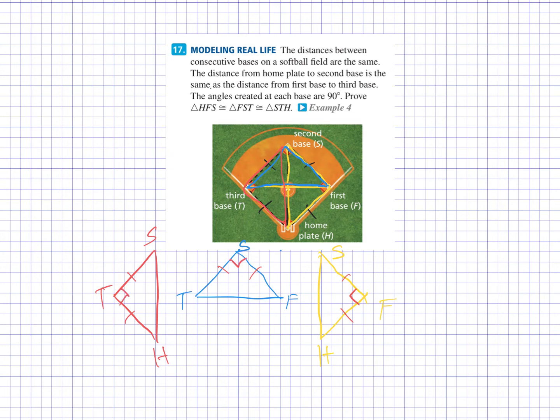All right. Now, prove that the three triangles are congruent to each other. Well, it's pretty easy to prove that with side angle side. We had side angle side before, so we could just say that those three triangles are congruent because of side angle side. Pretty simple.